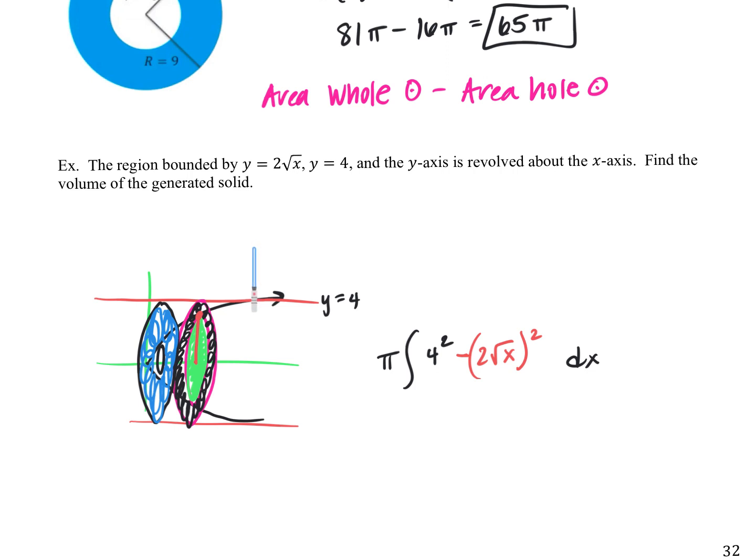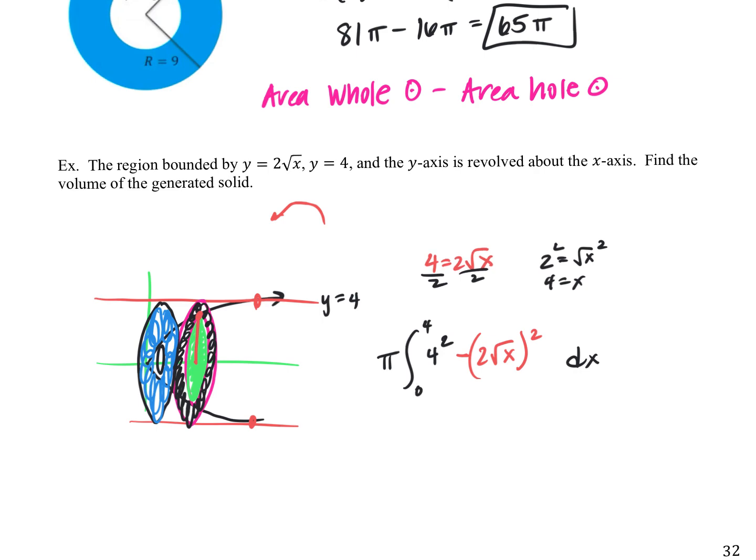Without a calculator, because we haven't used a calculator yet, how would I go figure out where that's intersecting? Set them equal to each other. When does 4 equal 2 root x? 2 equals root x, so 4 equals x. Where are we starting? 0. And ending at 4.